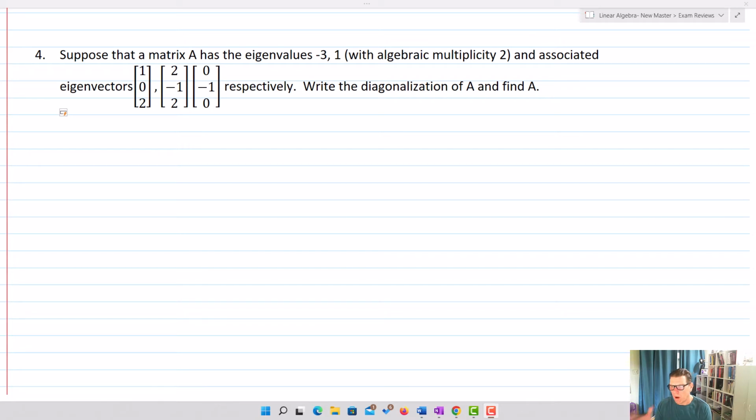So that's saying that 1 has an algebraic multiplicity of 2, if you remember that n equals 2. And we have associated eigenvectors (1, 0, 2), (2, -1, 2), and (0, -1, 0), respectively. Let's write the diagonalization of A, and then we're going to go find A.